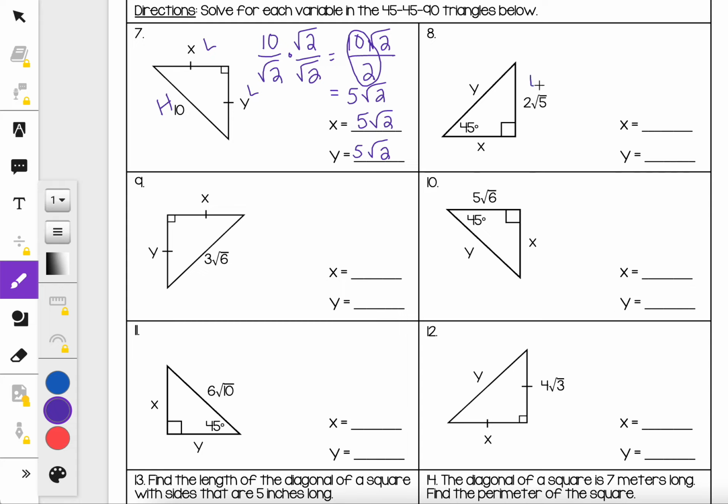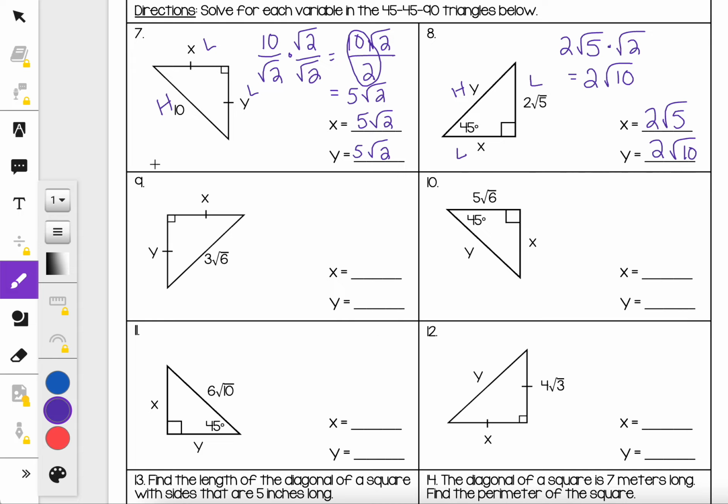All right, number 8, I'm given a leg and I want to find my hypotenuse. All right, so x is 2 times the square root of 5. I'm going to multiply that by the square root of 2, and I get 2 times the square root of 10. Okay, so my numbers inside the radical are going to get multiplied together. I can't simplify that square root of 10, so I leave that as is.